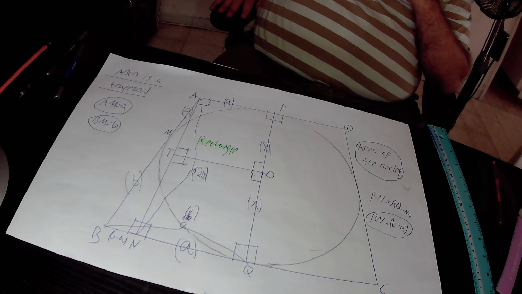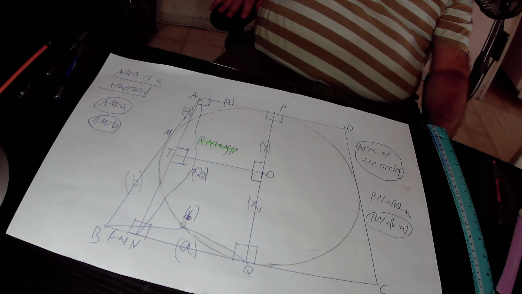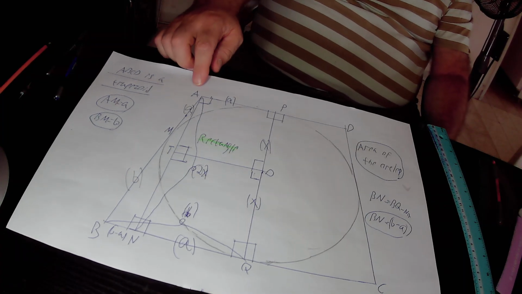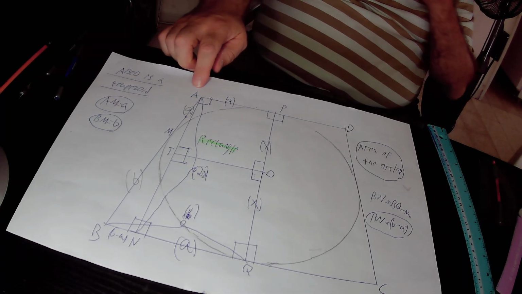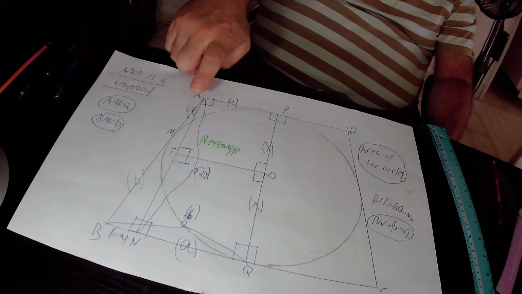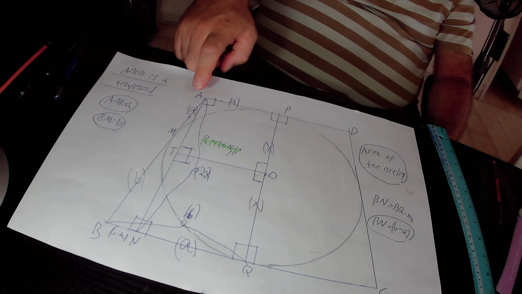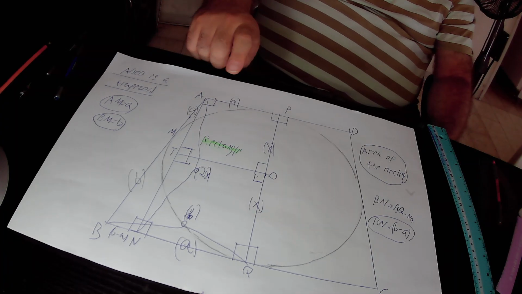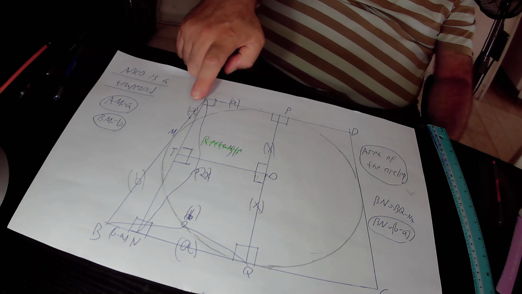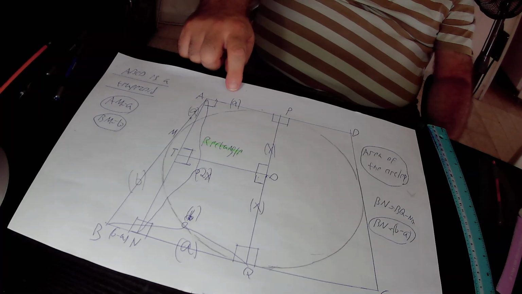According to rule 2, the lengths of two tangents from a common external point to a circle are equal. So if you focus on this common external point, point A, from this point we have two tangents to this circle, tangent AM and tangent AP. According to rule 2, they are equal to each other. That is to say, AM equals AP. But AM is 8, according to what is given in the question. Therefore, AP must also be equal to 8 units in length.